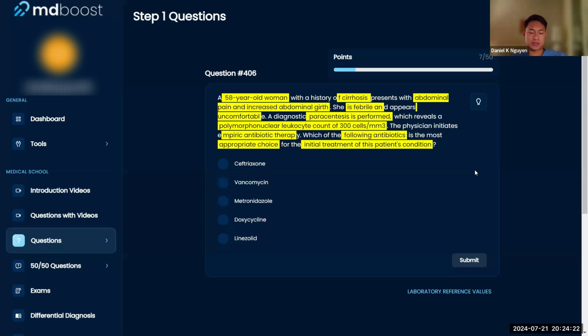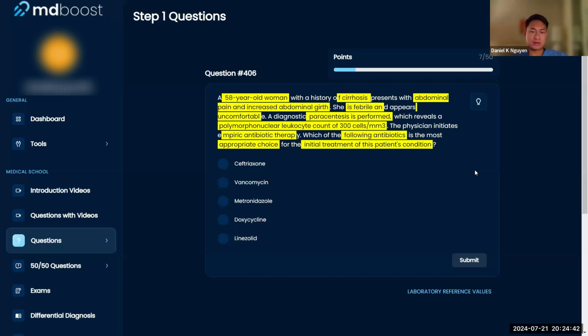So what does that signify? I'm just thinking infection, right? I forget if it's a left shift or a right shift. It's going to be a left shift usually, because those are younger leukocytes, right? Exactly. So if you were to put a diagnosis, it's an abdominal infection.